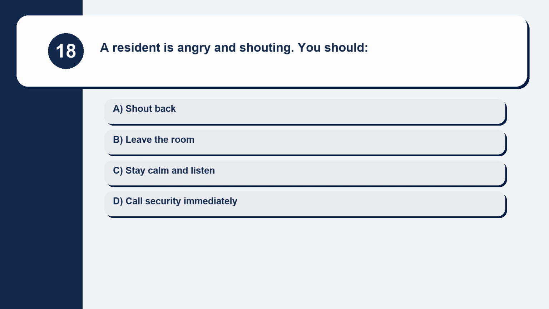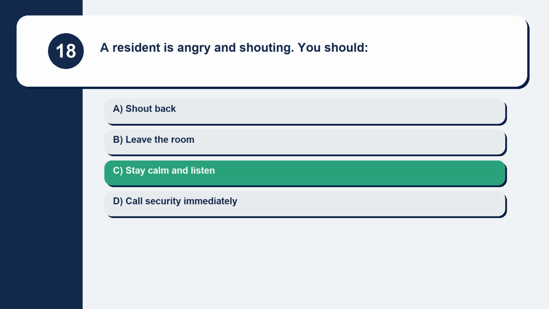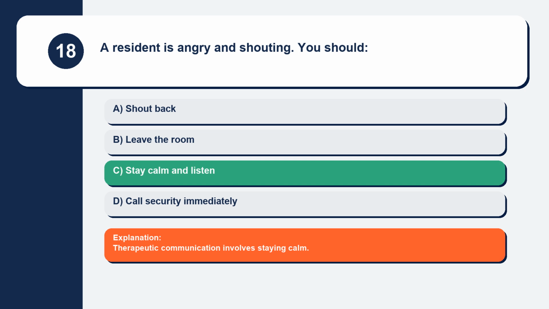Question 18. A resident is angry and shouting. You should: shout back, leave the room, stay calm and listen, or call security immediately. Therapeutic communication involves staying calm.